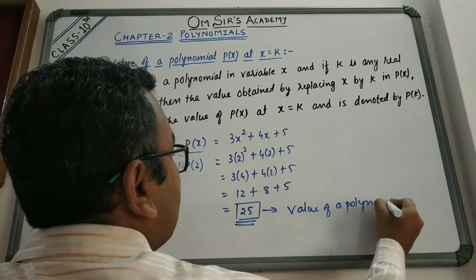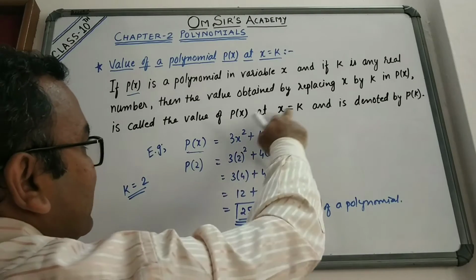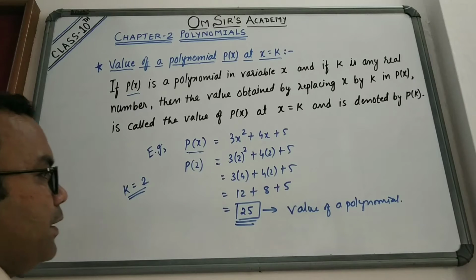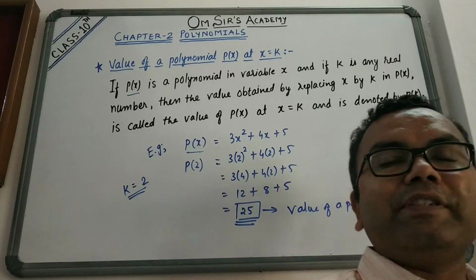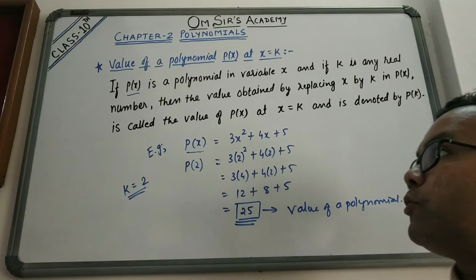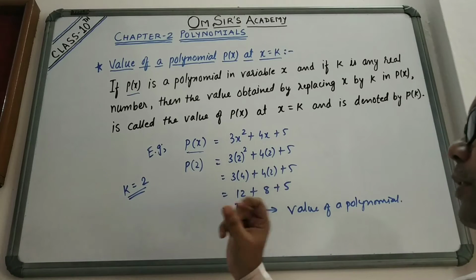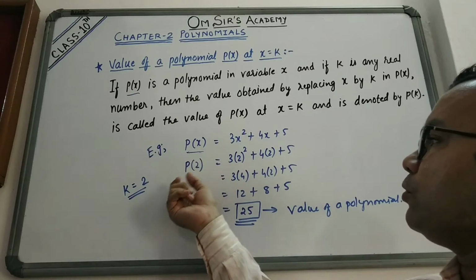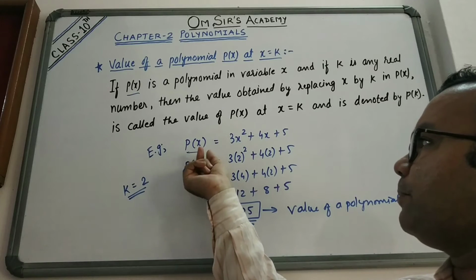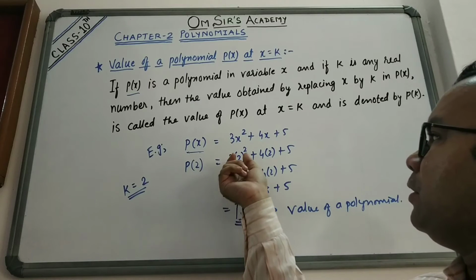Is it clear friends? So this is called as the value of a polynomial at x equals to k and is denoted by p of k or p of 2. Is it clear? So hope you are clear with this concept friends. This type of sums we have already done in class 9th. So whenever you are asked to find the value of a polynomial, only simple thing is what? You have to substitute the value given into p of x. Okay, so instead of x you have to place that value.